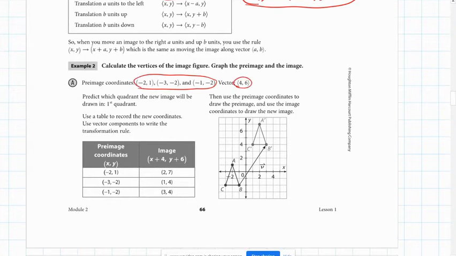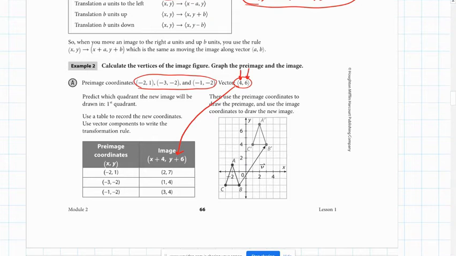That's what example 2 shows, is that if we have these 3 points and we apply the vector ⟨4, 6⟩, that's the same as doing x plus 4, y plus 6. So whatever the x coordinate of the vector is, that's what you add to the x value. Whatever the y coordinate is, that's what you add to the y value.